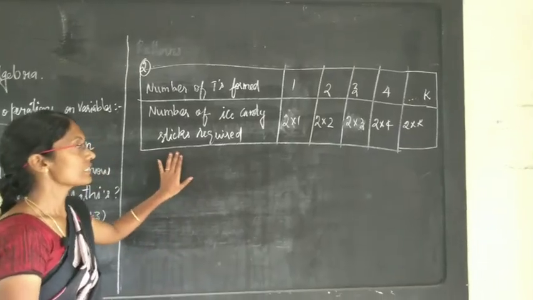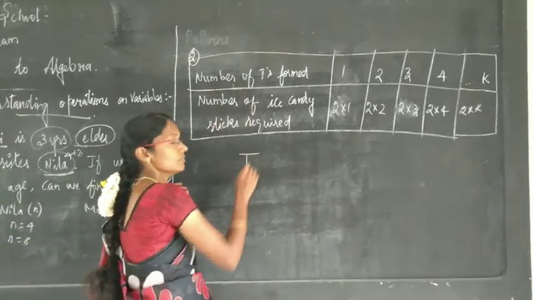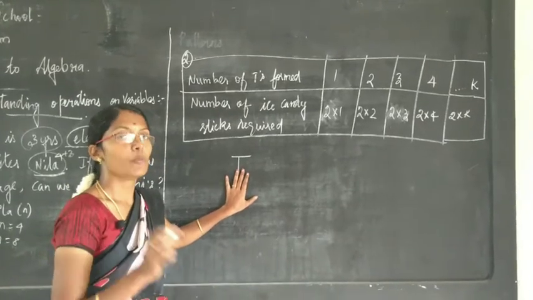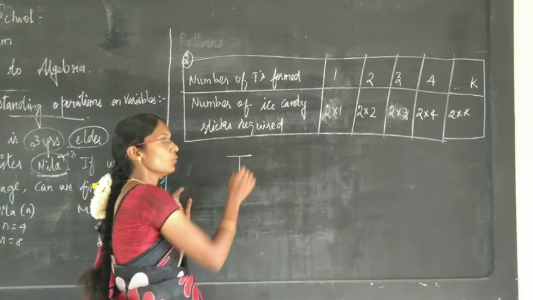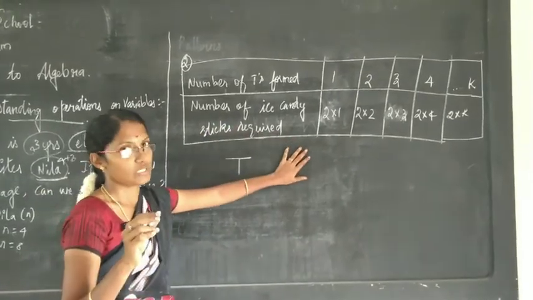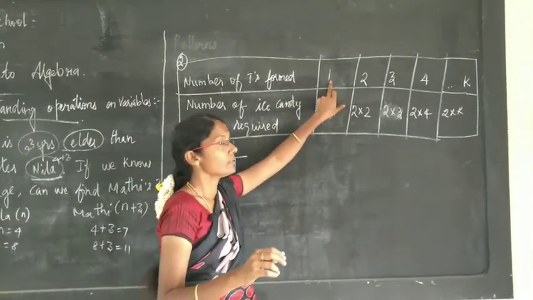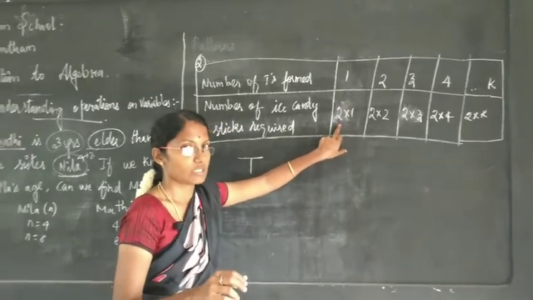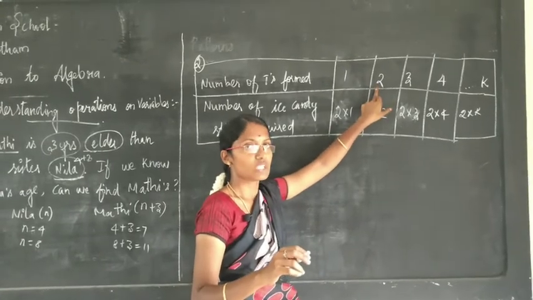Next situation, see here. Here you have to frame T. To frame T, how many ice cream sticks do you need? You need 2 sticks. Likewise you have to complete this table. To form 1 T, how many sticks do you need? 2 sticks. Likewise to frame 2T, how many sticks do you need?